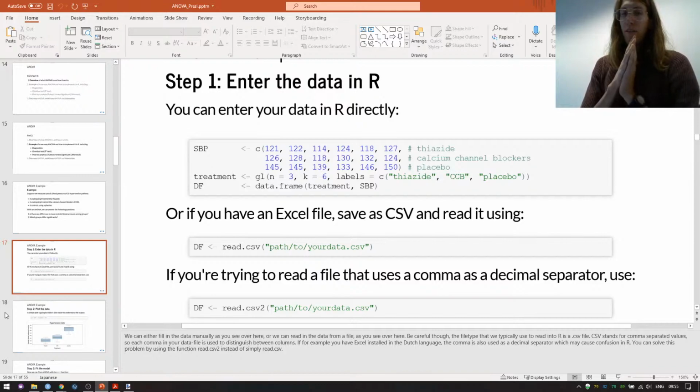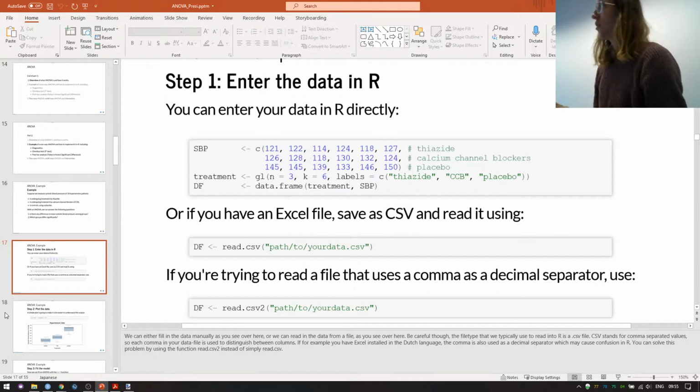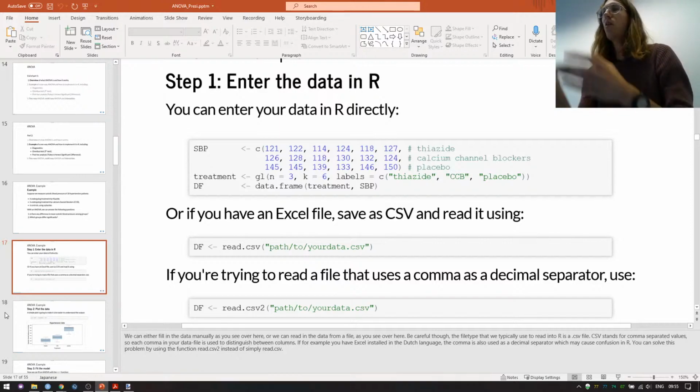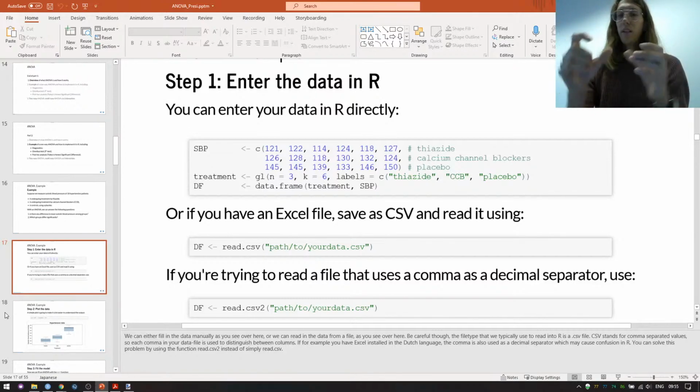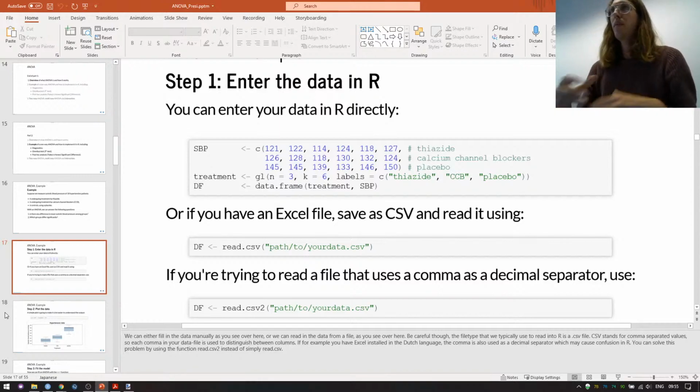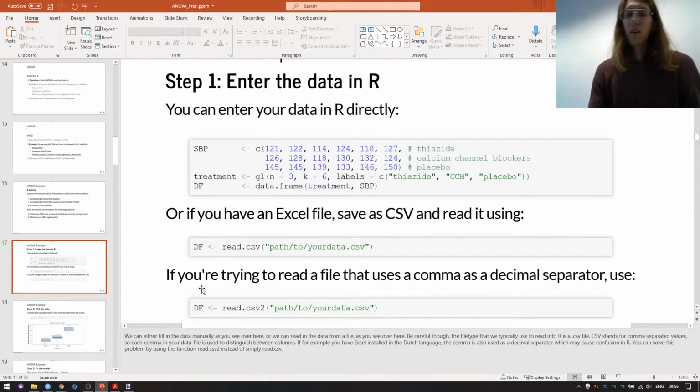And if that is what you're doing, you should be careful when you have, for example, a Dutch version of Excel, because then a comma could also be used as the decimal separator. So in the Netherlands, we say, for example, instead of 18.3, 18,3. And if you have a file like that, with Dutch settings, you shouldn't use the read.csv command, but the read.csv2 command. That would work as well.